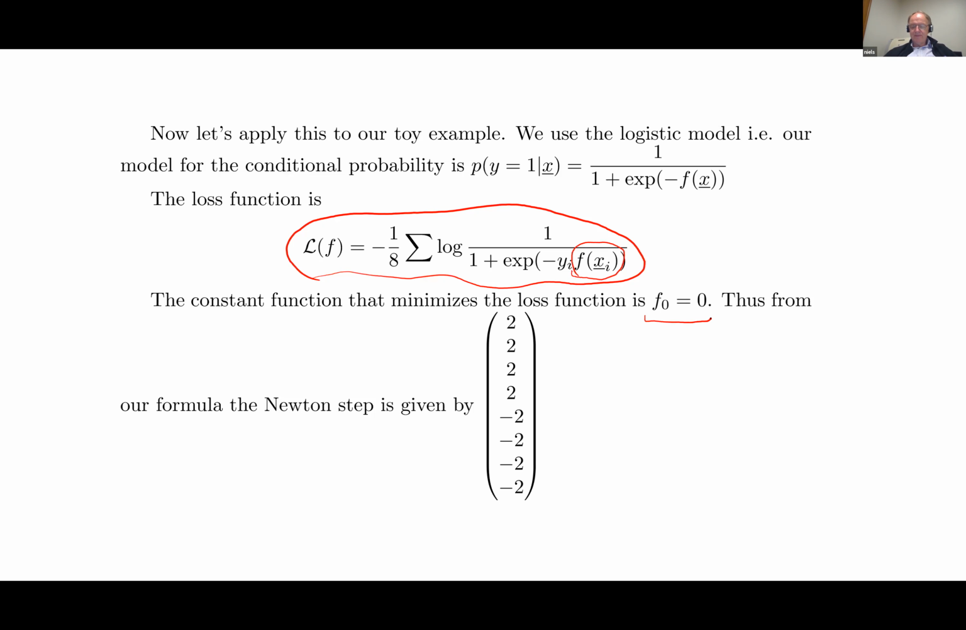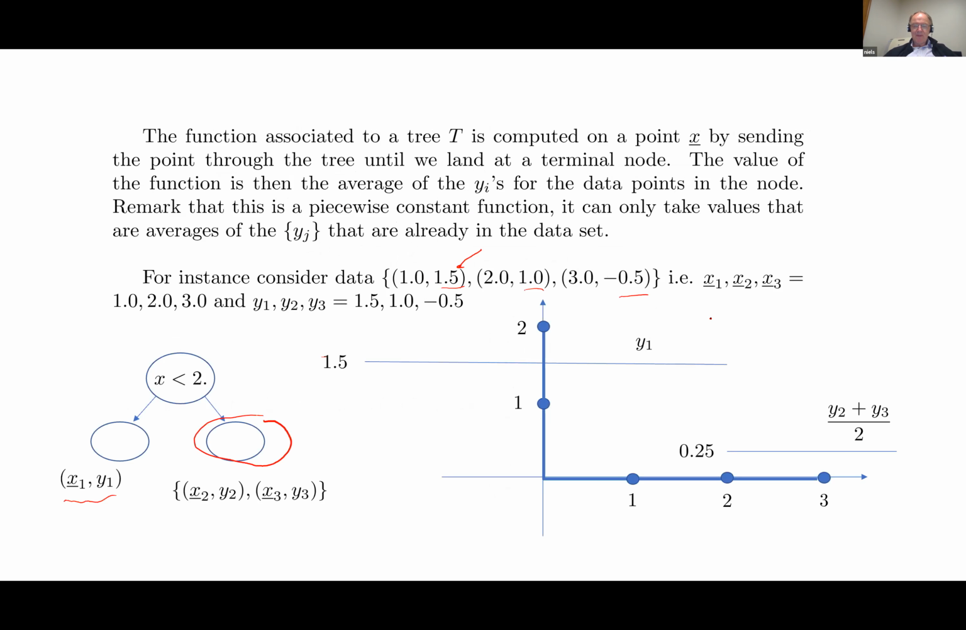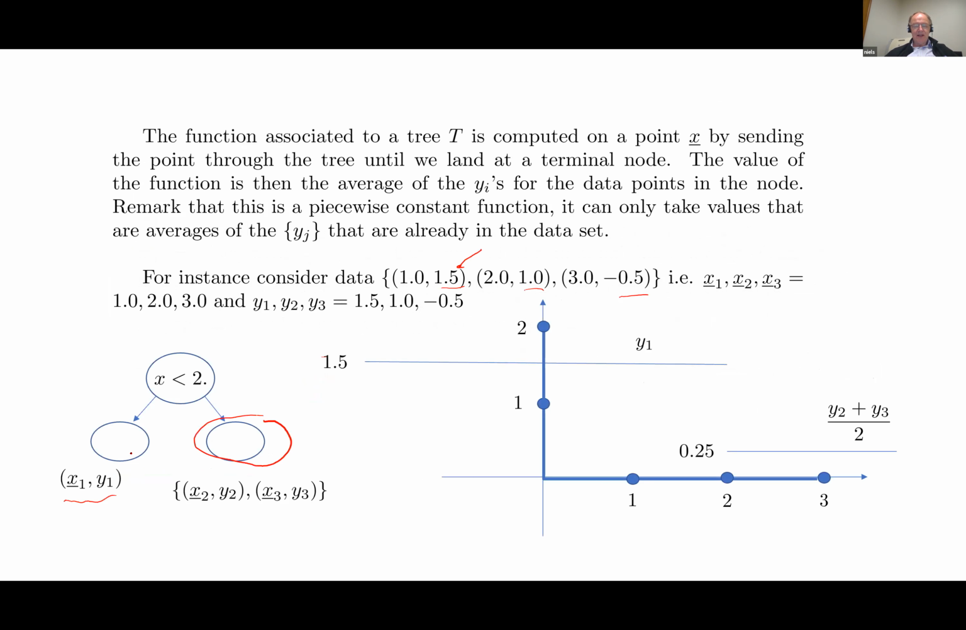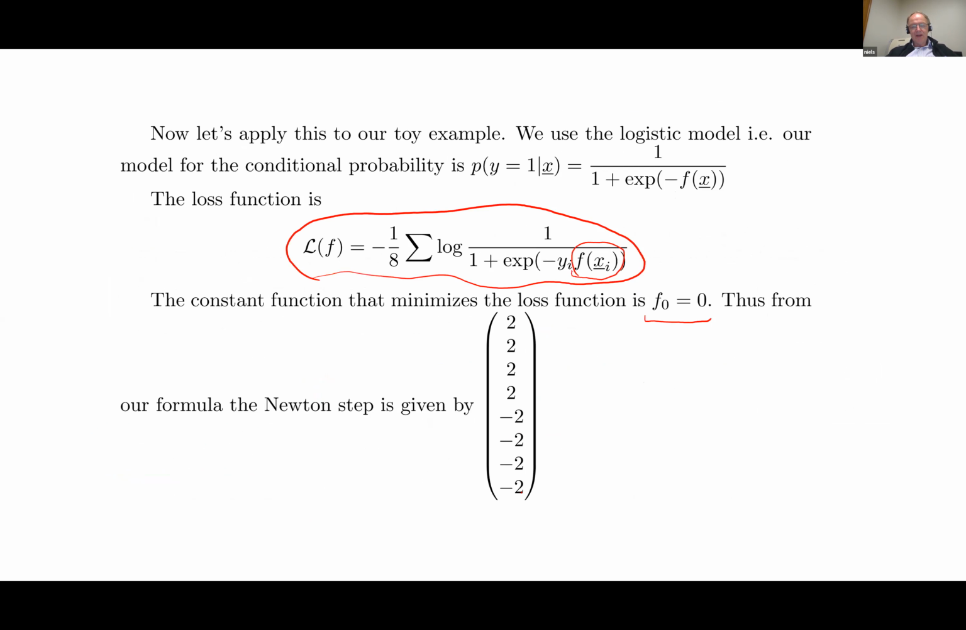So if we use our formula for the Newton step we had here, there was this thing here. We can see that z1 up to zn, well, that's the values of the constant function we started with. They're all 0. So the Newton step here, well, the z's are all 0, so it's 2 times the label, and the labels were plus and minus 1, right? So we simply get that the Newton step is given by this. So we have to construct a regression tree that fits these values here.